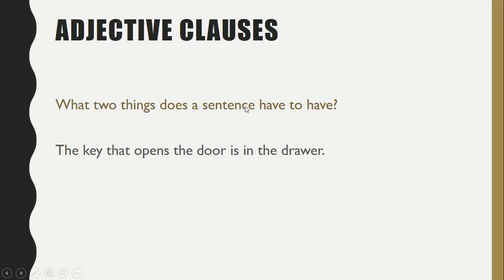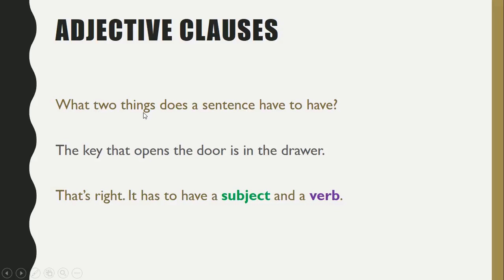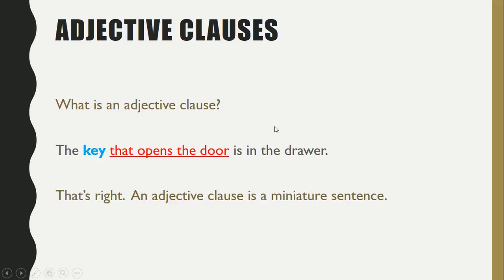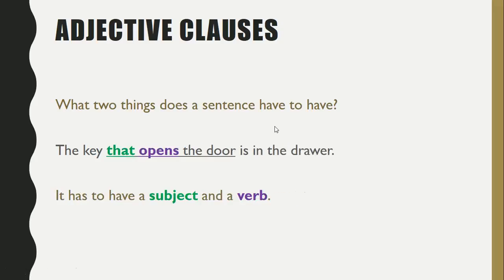And what does a sentence have to have? It has to have two things. It has to have a subject and a verb, or we could say a subject and a simple predicate. So in that clause, that opens the door, what is the subject and what is the verb? That is the subject, opens is the verb. So that is a miniature sentence all by itself.